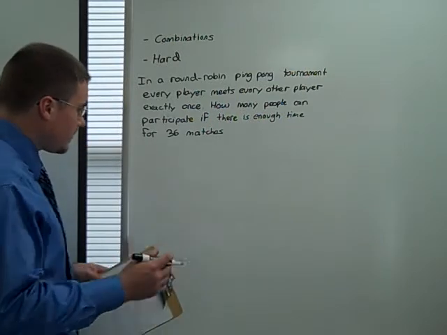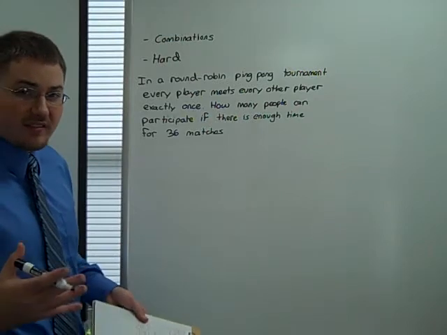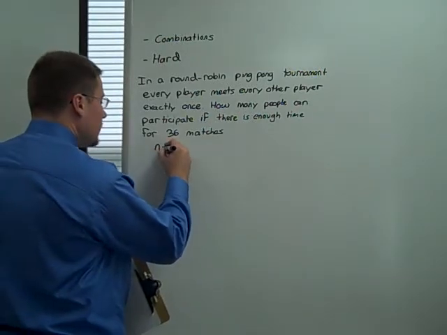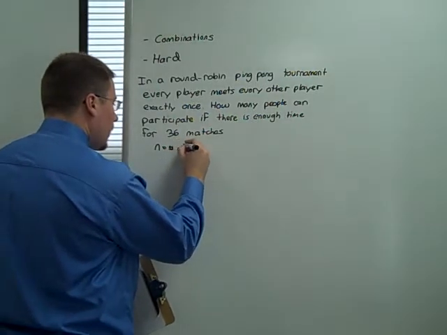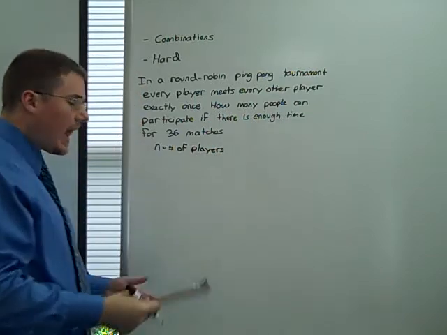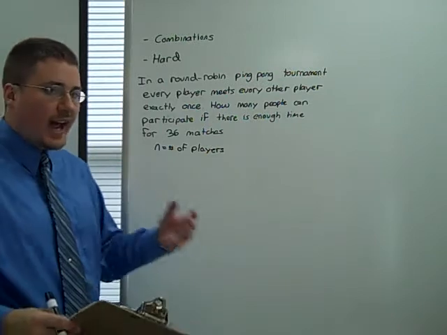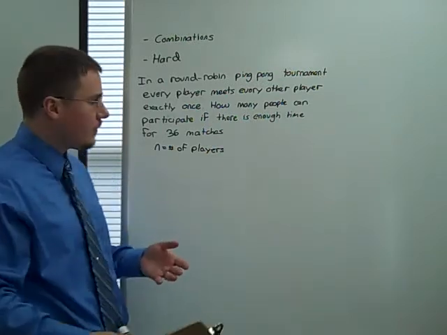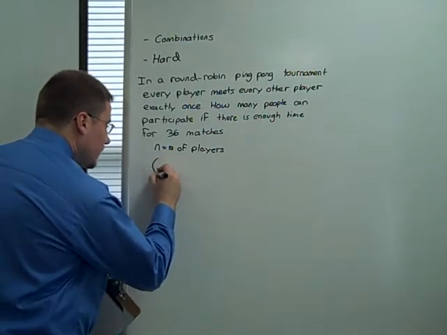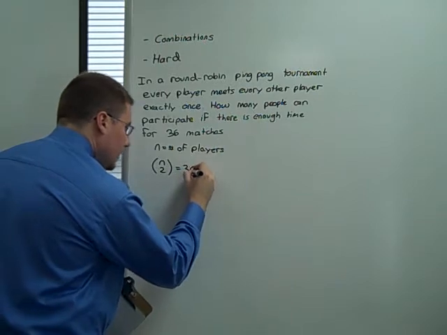Well, first, whenever we're doing a word problem like this, we should create a variable that represents the thing that we're trying to find. So let's say that n is equal to the number of players. Well, if we had this number of players, we would just choose 2 to figure out how many ways we could choose 2 of them, and we would get 36. So we set up our equation like this. N choose 2 is equal to 36.